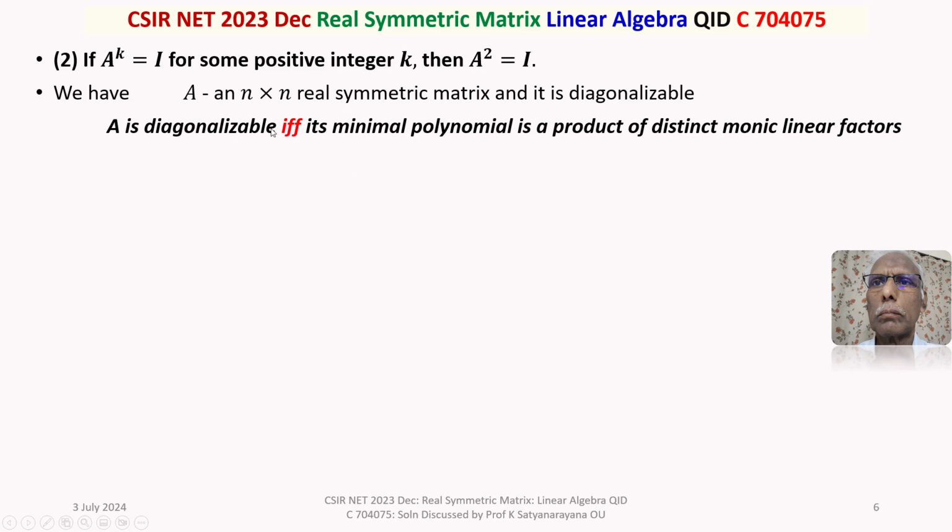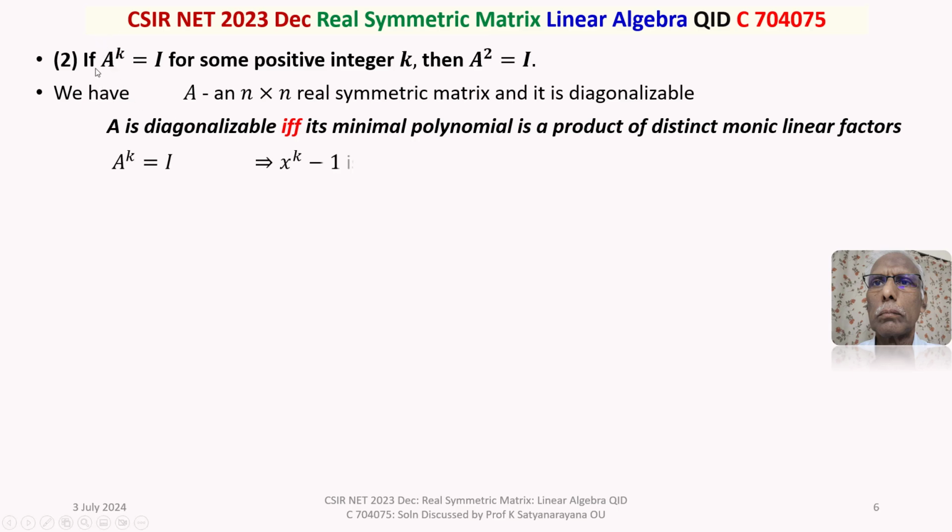A is a real symmetric matrix, therefore it is diagonalizable. Recall the result: A is diagonalizable if and only if its minimal polynomial is a product of distinct monic linear factors.